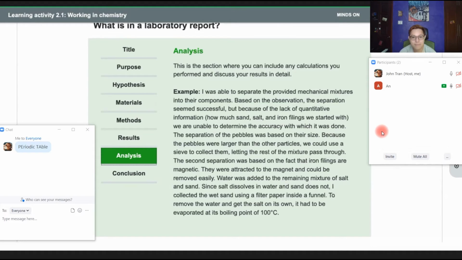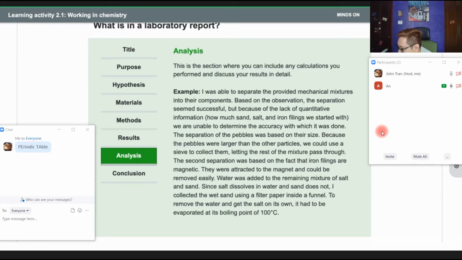Separation of the pebbles was based on their size. The pebbles were larger than the other particles. We could use a sieve to collect them. You know what a sieve is, right? A sieve is a kitchen utensil. People can put things on the sieve and it will capture all the bigger stuff, and then the water will just flow through the sieve. It's a kind of filter in the kitchen.